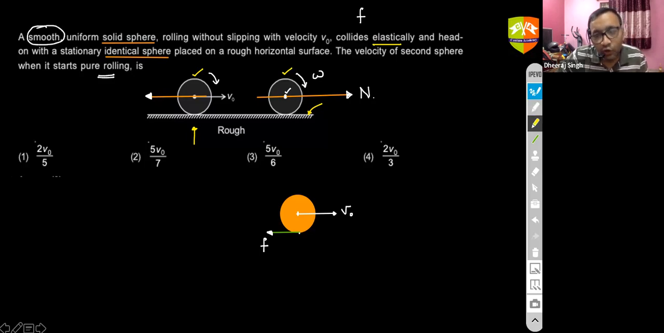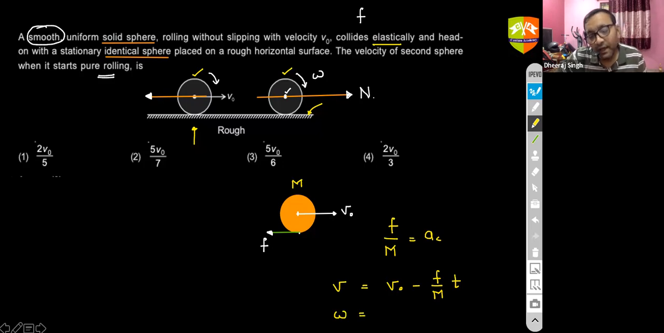Okay, anyways, so the acceleration of the sphere of mass m is F by M, and it is the deceleration in backward direction. So the velocity after time t is V naught minus F by M into t. And omega, angular velocity will be there because there is alpha. Omega is omega naught, which is zero, plus alpha into t.